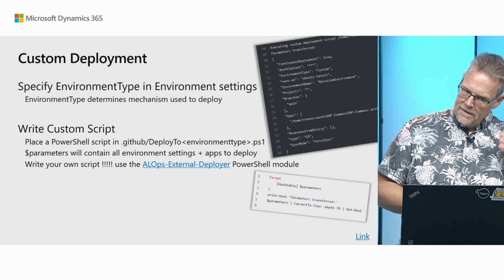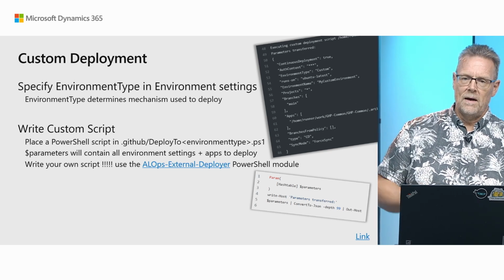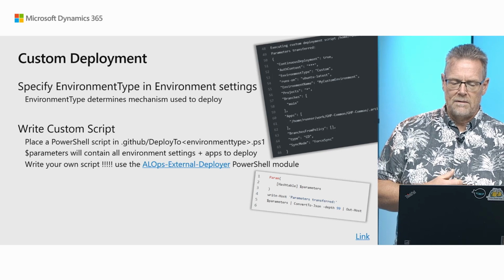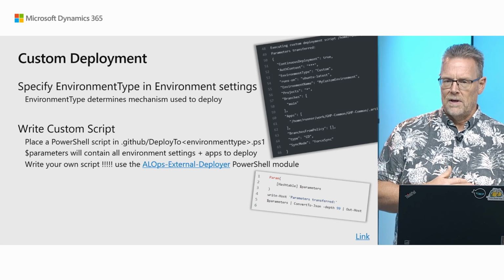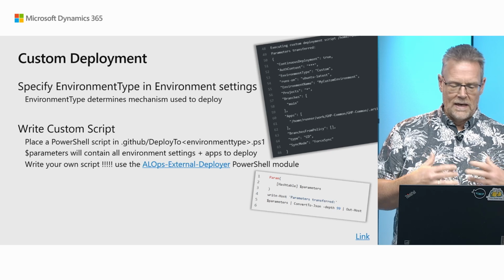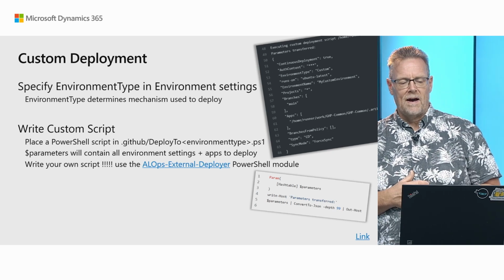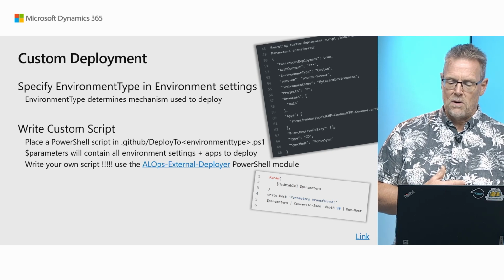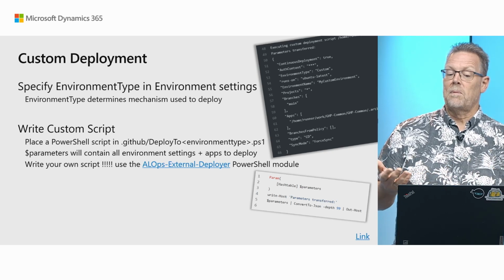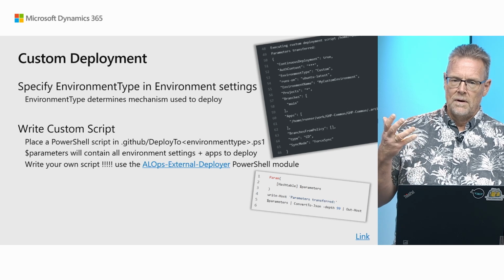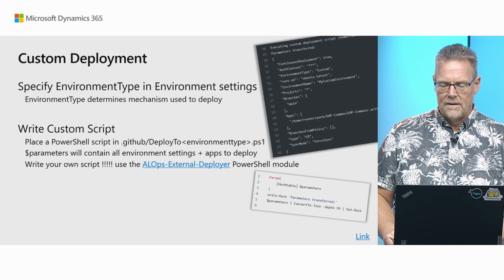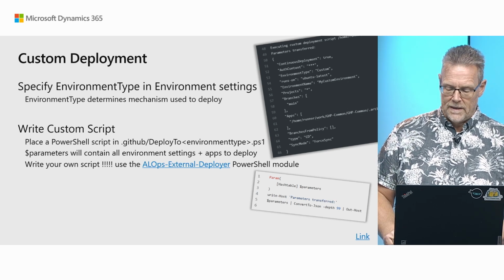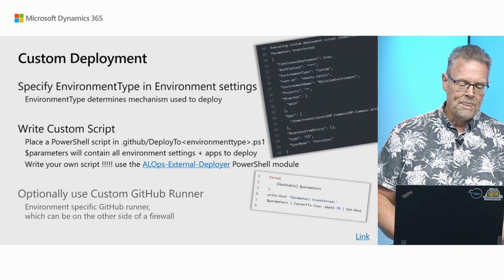And then you can, in your script, figure out a way to install this on that environment. If that is an Azure VM somewhere, if it's an on-premises environment, then figure out how to do that in your own script. We're not going to deliver these scripts for you, but maybe you can find some. The AL-Ops external deployer PowerShell module can probably help you if you want to deploy to an on-premises environment.